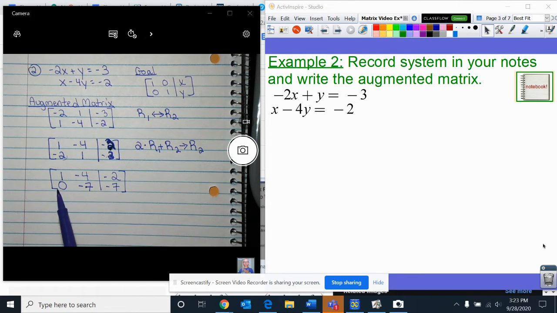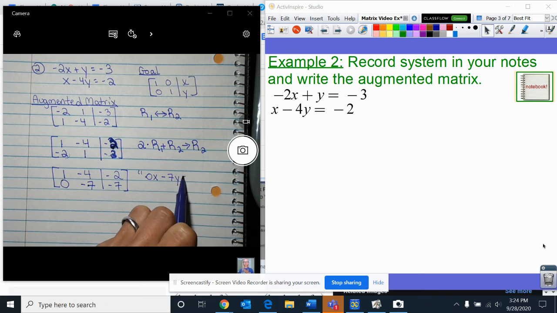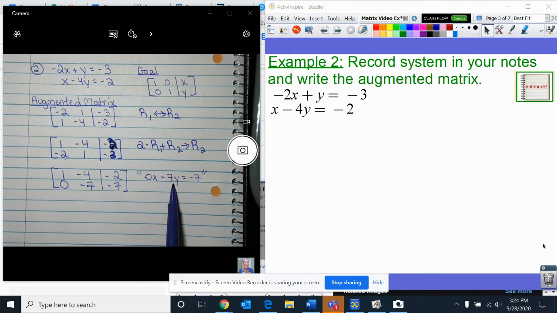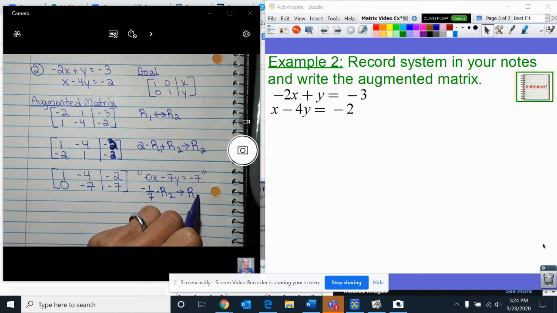I'm going to remind you of what this row is telling us. This is telling us that 0 x's, negative 7 y's are the same as negative 7. So we need to get rid of this negative 7 somehow and replace it with a 1. We will do that by multiplying by its reciprocal. Multiply by negative 1/7 times that second row, and we'll keep it in that second row.